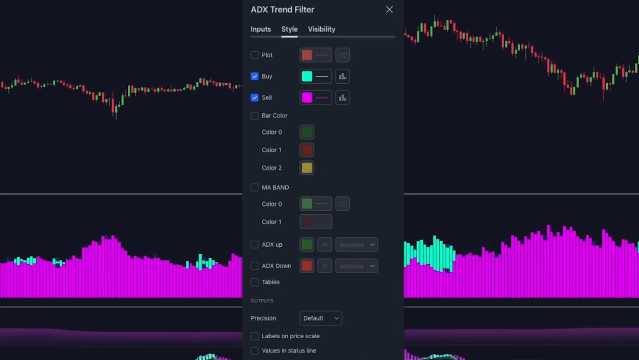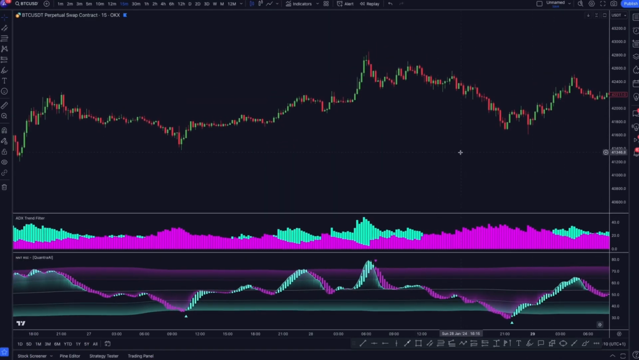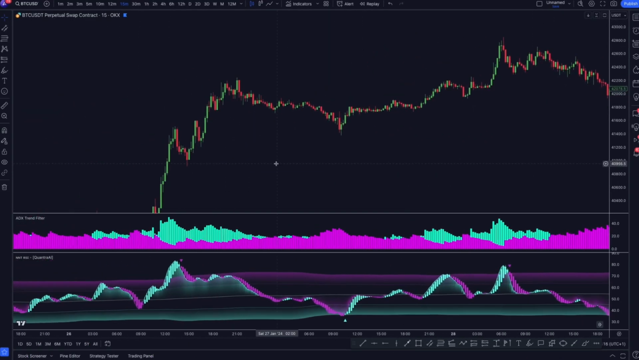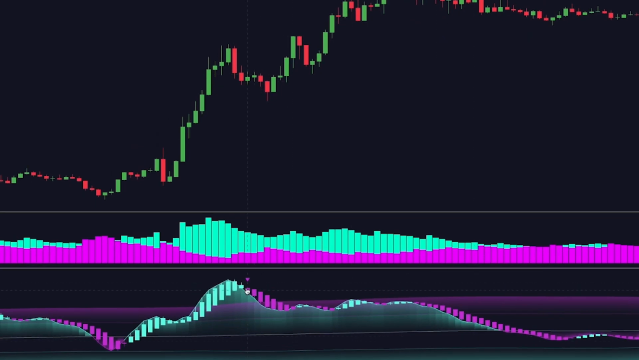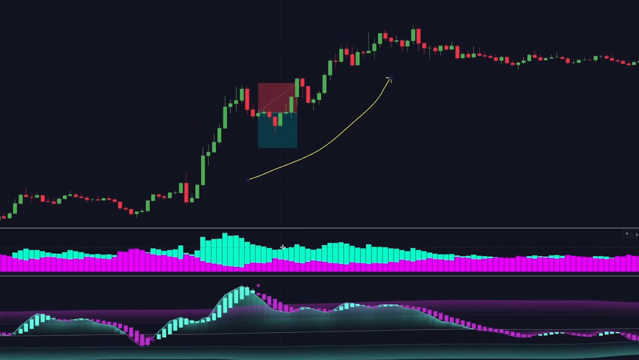Here's an example. With only the RSI, we might have taken this losing trade. The sell signal appeared on this candle, and we might have placed our entry here. However, looking at the ADX trend filter, the highest columns in blue indicate a stronger bullish trend. This suggests the uptrend might continue, so a short trade would have been a mistake. By combining both indicators, we avoid this loss.